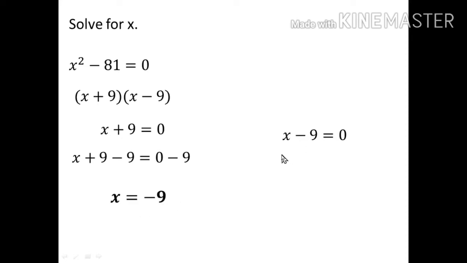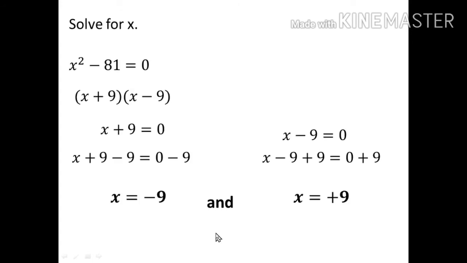So, same process lang gagawin natin. We just need again to combine like terms, and for us to do that, we will use the addition property of equality. So here, we add 9 sa both sides ng equation. Negative 9 plus positive 9 is equal to 0. Then 0 plus 9 is equal to 9. So ibig sabihin, ang value ng x is equal to positive 9. So guys, dalawa yung value ng x sa equation na to. Yun ay negative 9 and positive 9.